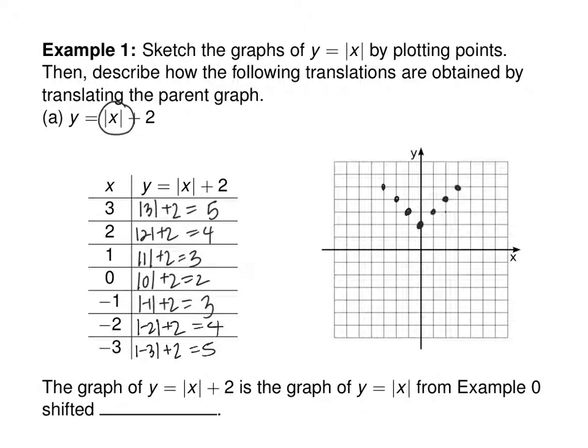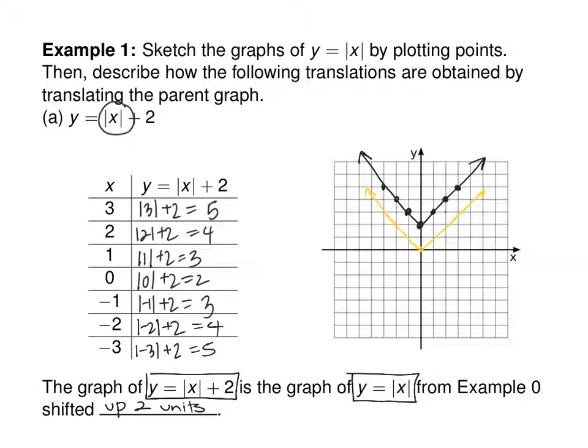And you can see that you have that V shape coming out again, the same as in example 0. But this picture, think how is it related to that example, that picture from example 0? It's just the graph from example 0, which I'll draw in yellow because you'll see that if you look at the video. So there's the basic graph, which I'm going to call the parent graph. And that graph, every point on it has been shifted up 2 units. So the graph of y equals absolute value x plus 2 is the graph of y equals absolute value x from example 0 shifted up 2 units.